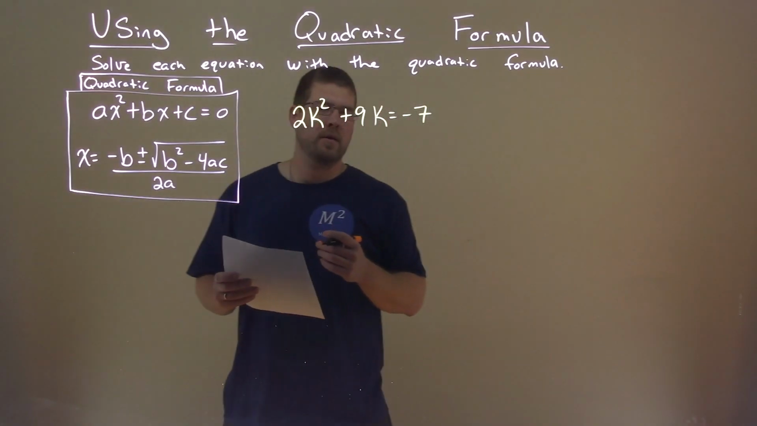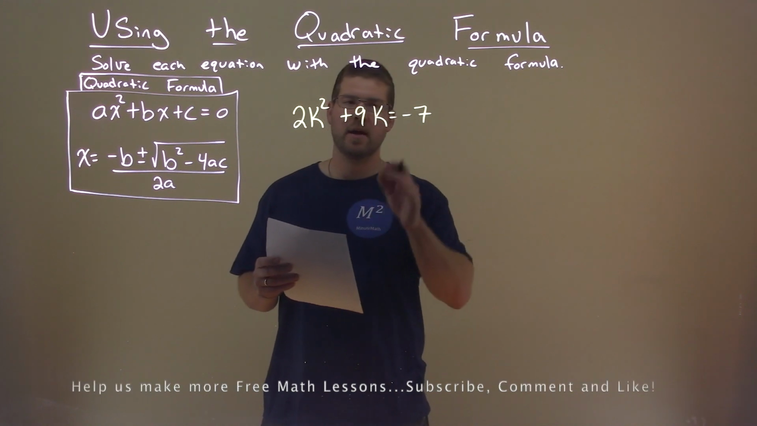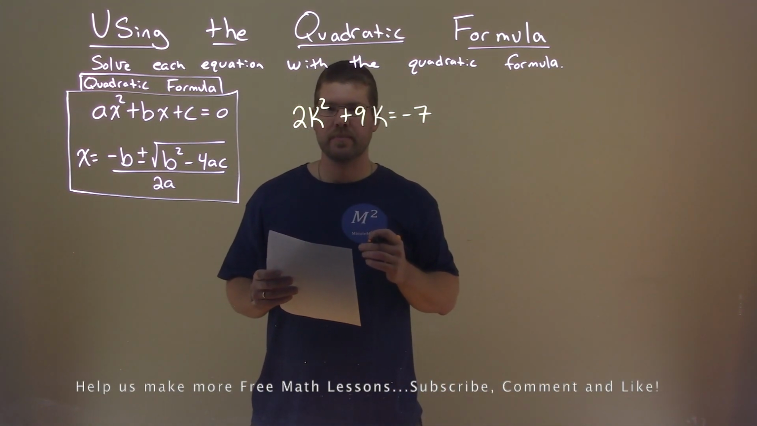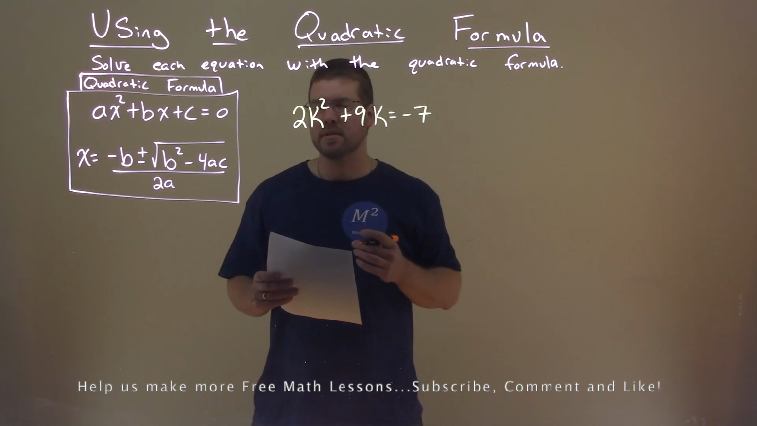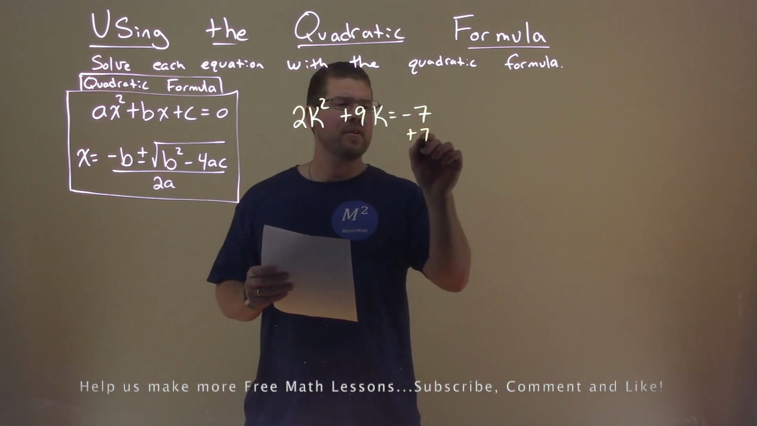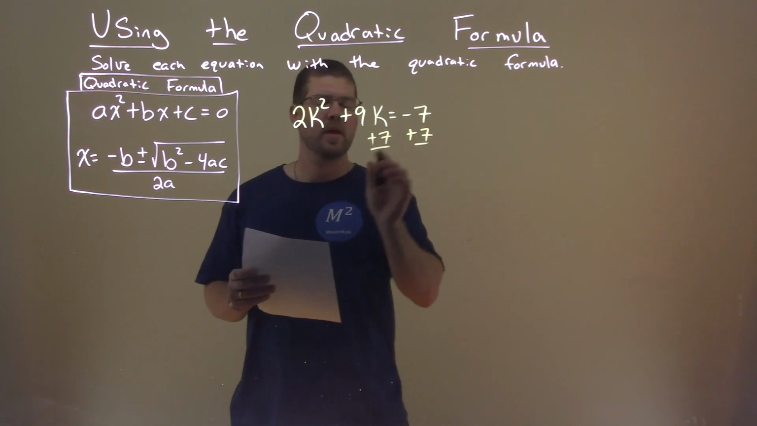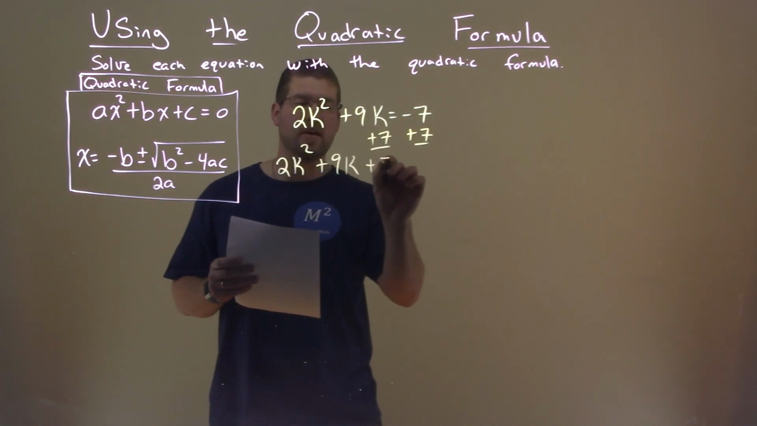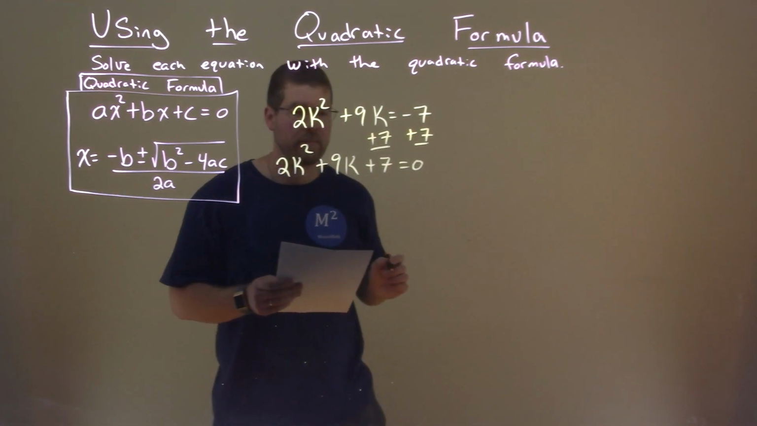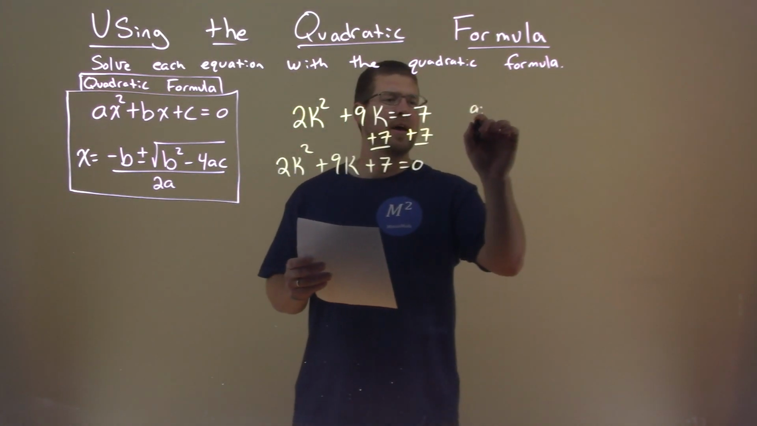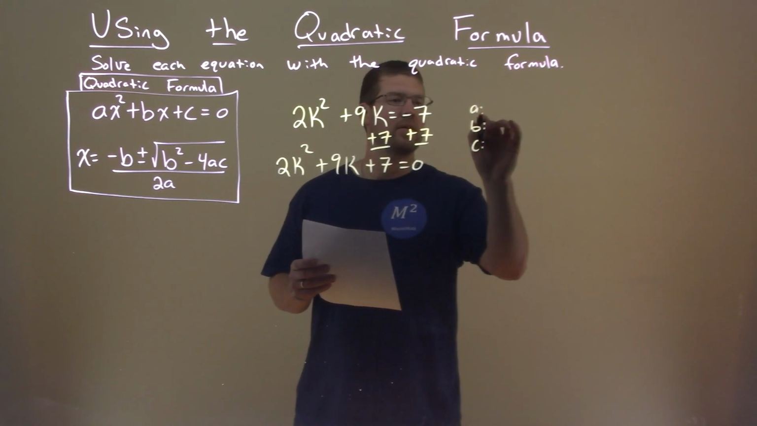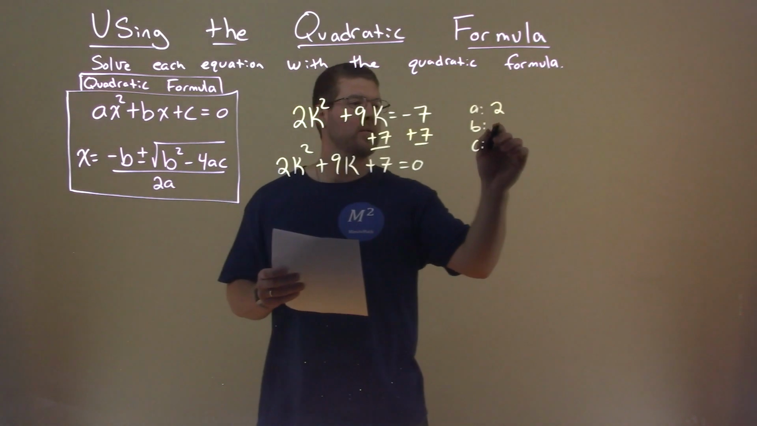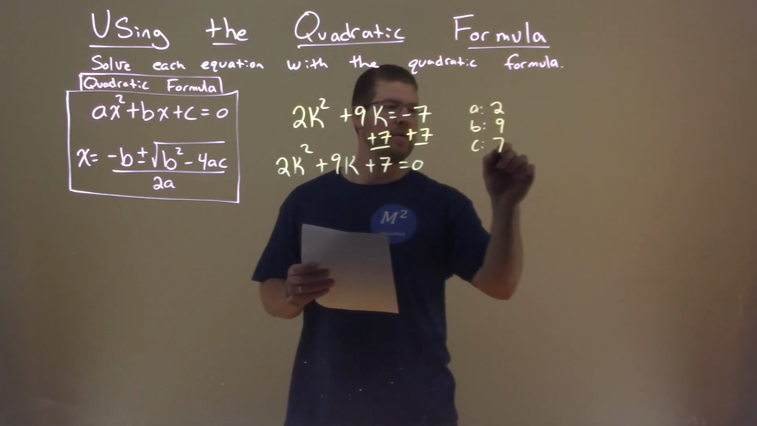We're given this problem right here, 2k squared plus 9k equals a negative 7, and we want to solve this using the quadratic formula. I want to have my equation equal to 0, so I have to add a 7 to both sides. That gives me 2k squared plus 9k plus 7 now equal to 0. We need to find our a value, our b value, and our c value. A value is 2, b value is 9, and c value is 7.